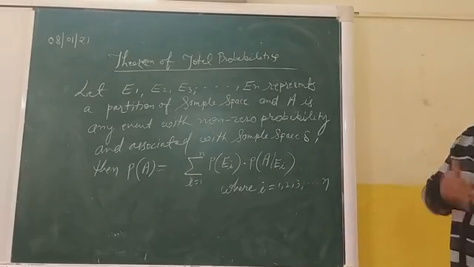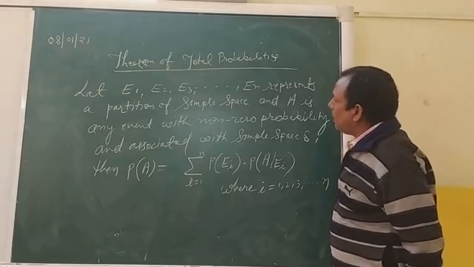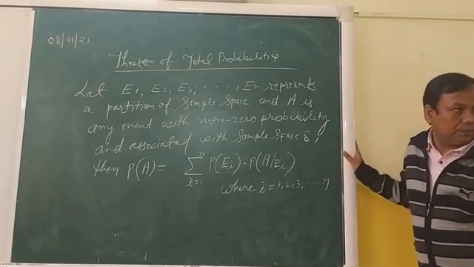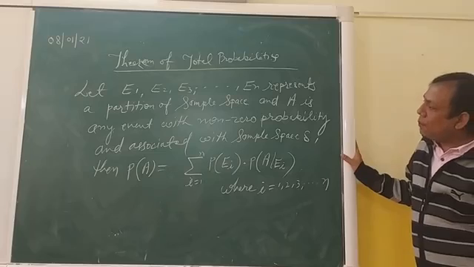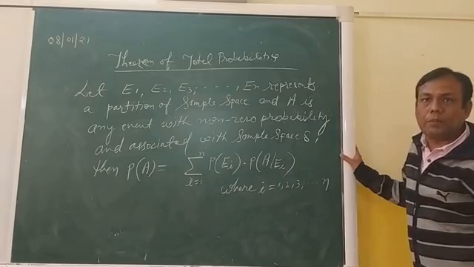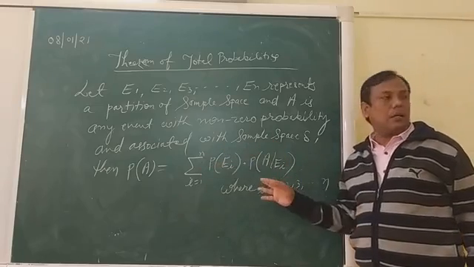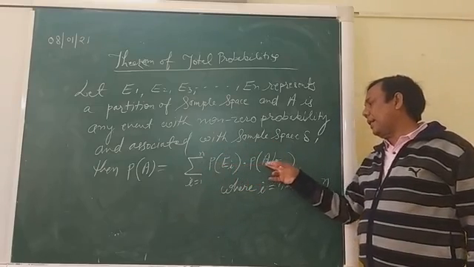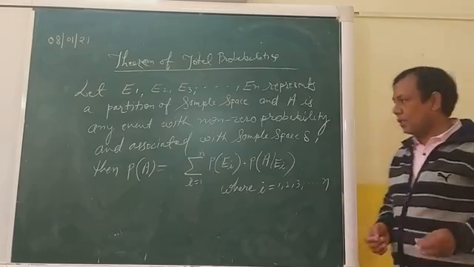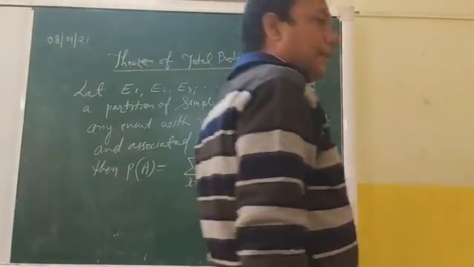Clear? So this is the theorem of total probability, in which this statement is given. Now I will prove how this formula is coming. Total probability will be summation i equal to 1 to n, P(Ei) into P(A given Ei). How will this formula come? Now I am going to prove it. Okay? Have you noted this? Yes, sir.